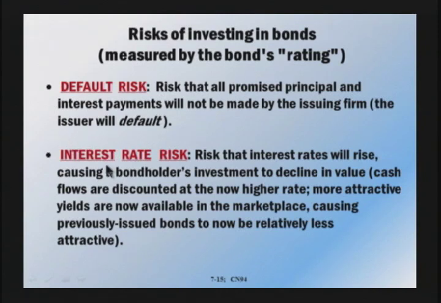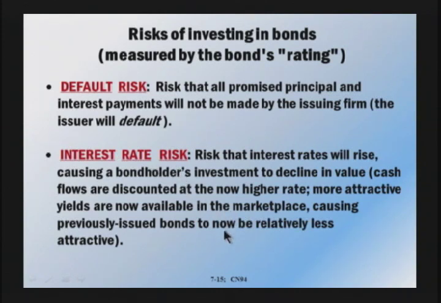Interest rate risk is the risk that I hold a bond and interest rates go up. Well, my coupon rate stays the same, so I'm going to be discounting my cash flows at a higher rate of interest, and my bond's price will fall because present values and discount rates are inversely related. So if I discount my cash flows at a higher rate of return, my bond's value will fall.